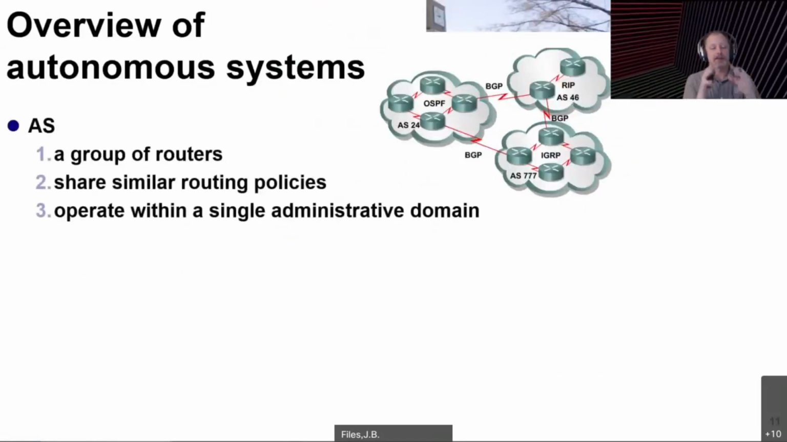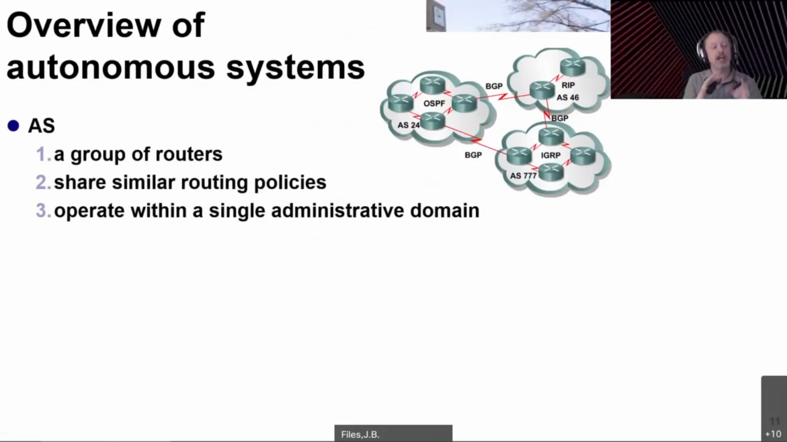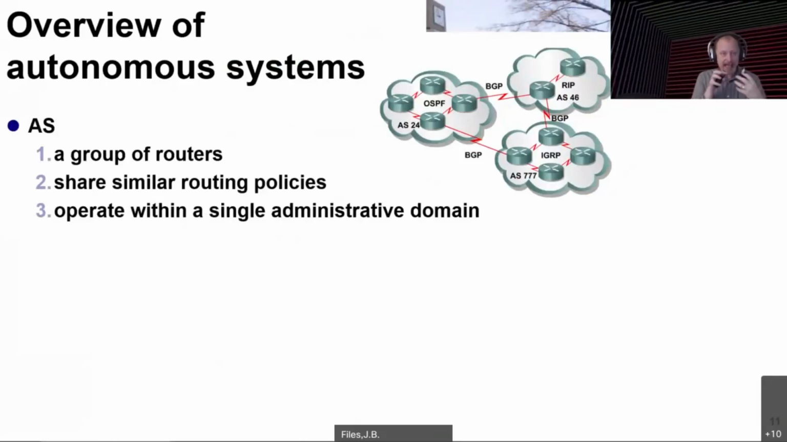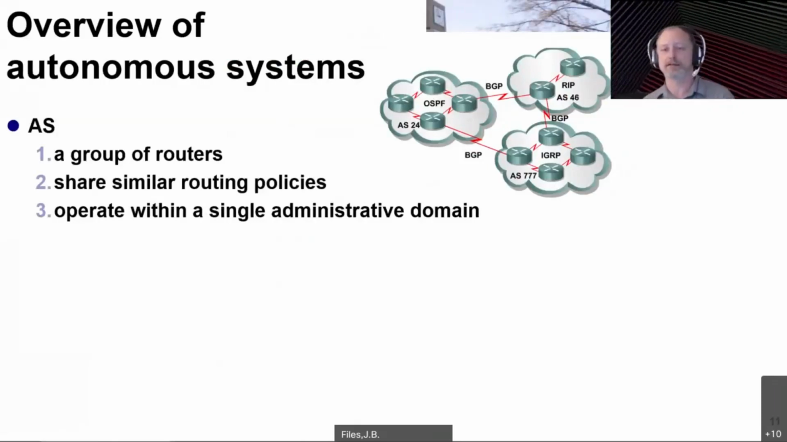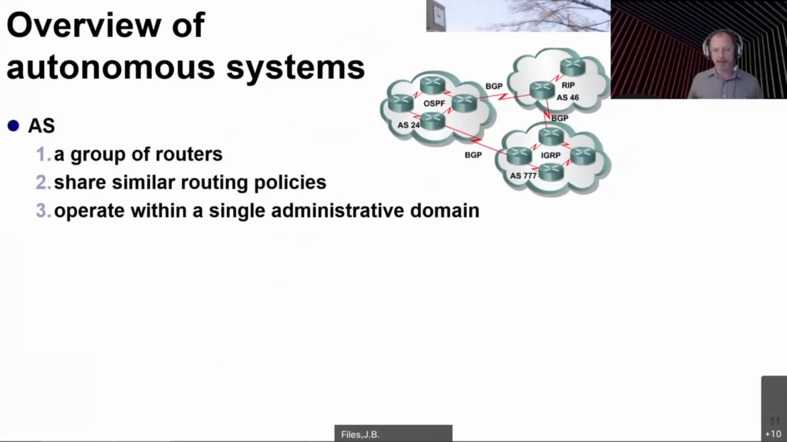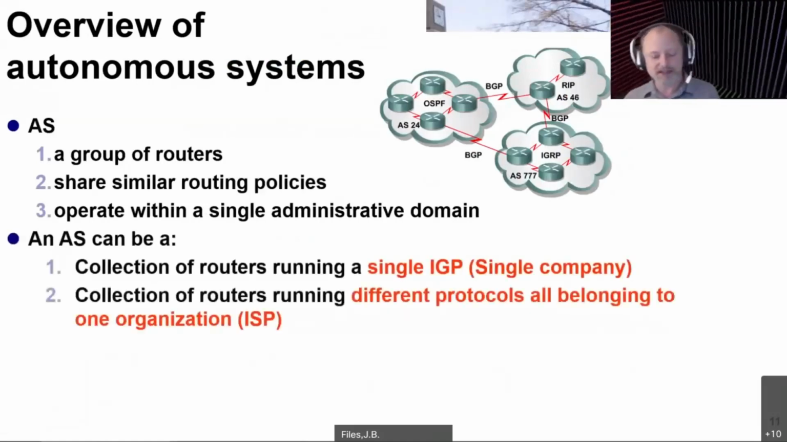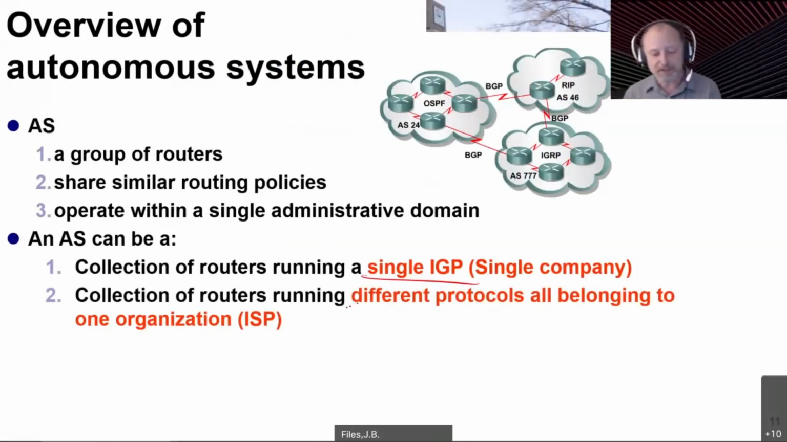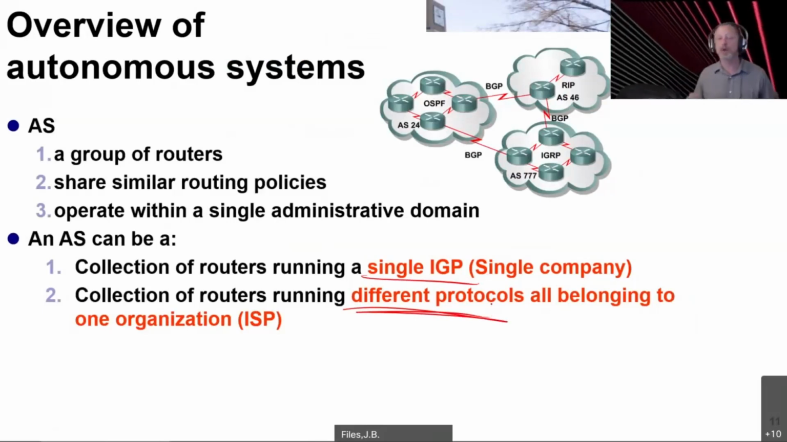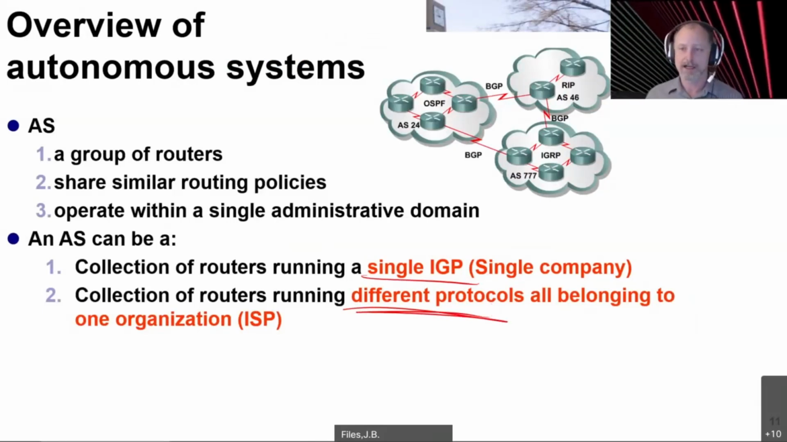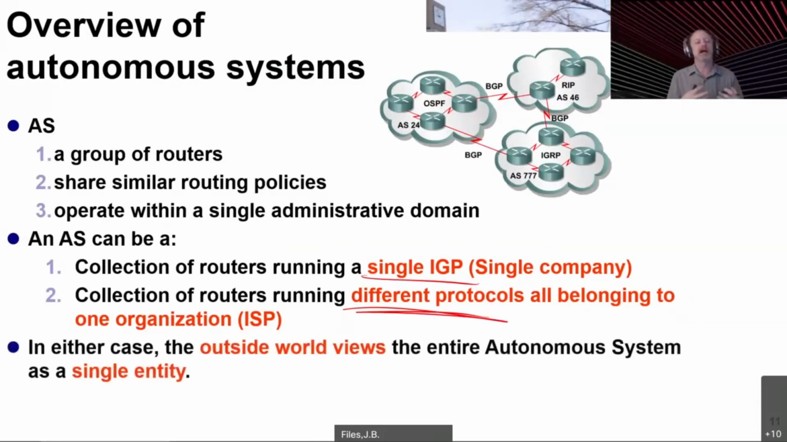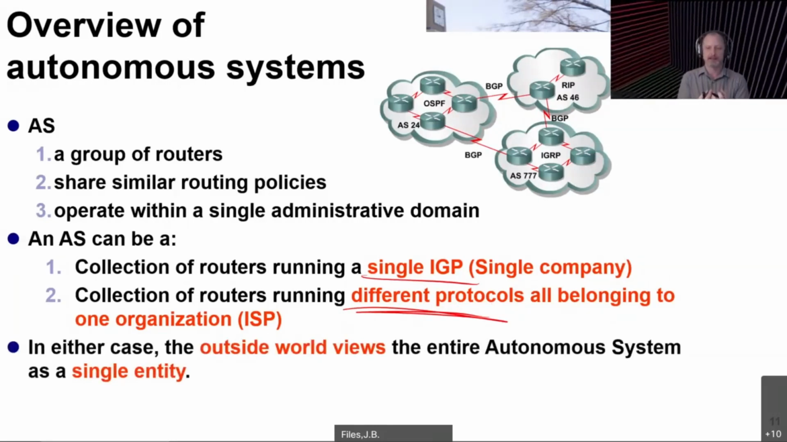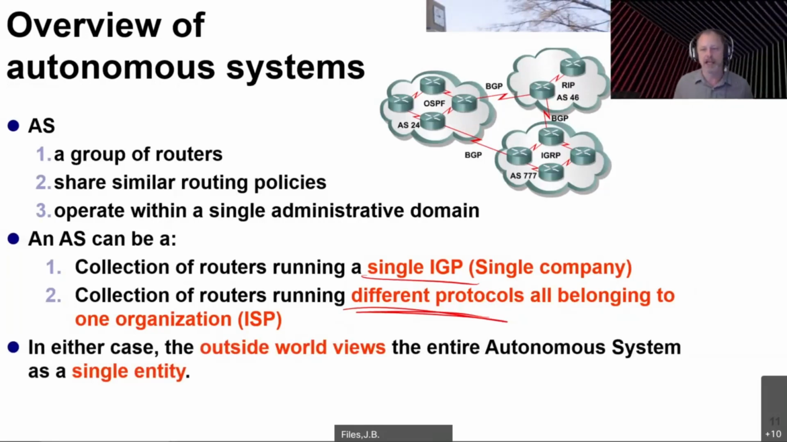A group of routers that, now in the context of BGP, share similar routing policies within a single administrative domain. All right. So what does that mean? Maybe you're running a single interior gateway protocol, like a single company, or maybe you're running different protocols, but they belong to one organization. But in either case, the outside world is going to view that autonomous system as a single entity. So that's one way of looking at it.